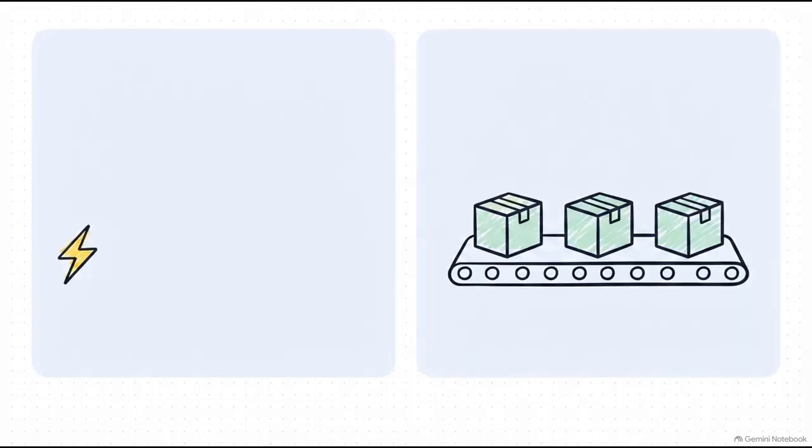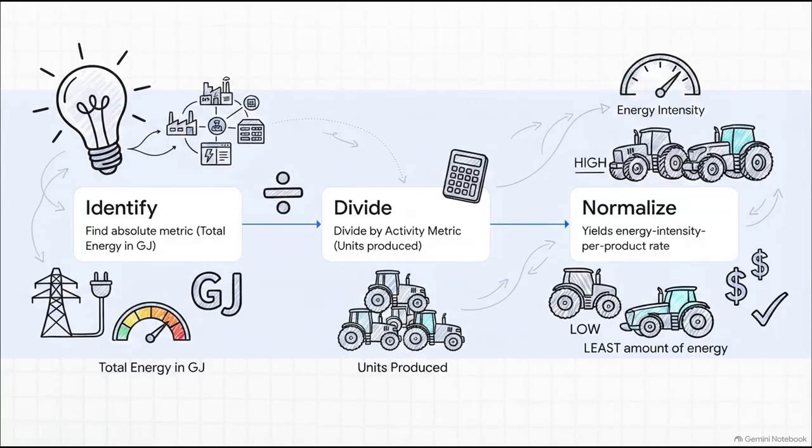Let's contrast 2 figures. On one side, we have RT-IG-130a.1. This is a massive raw number representing total energy in gigajoules. So that's purchased electricity, direct fuel, heating, cooling, the whole shebang. On the other side, we have our activity metric, RT-IG-000.A, the number of units produced. Let's walk through an investor's data dashboard to see how this magic happens in practice. Step 1. Identify the absolute quantitative metric, total energy in gigajoules. Step 2. Divide that raw number by your activity metric, the units produced in that specific equipment category. Step 3. Boom. This yields a highly valuable, normalized energy intensity per product rate.